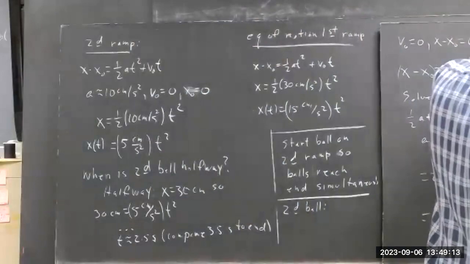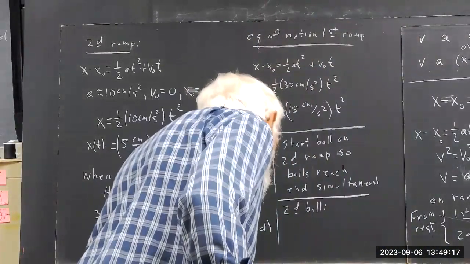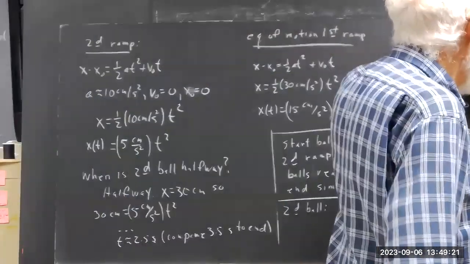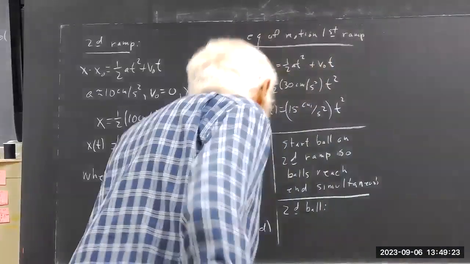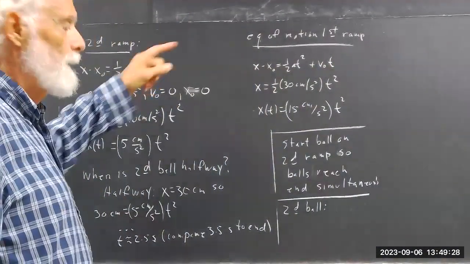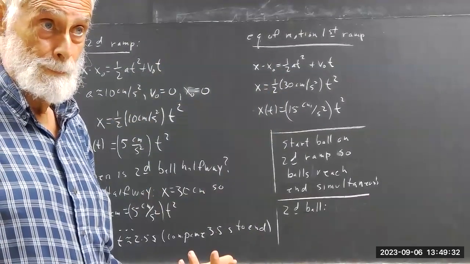Okay, well, it's not totally obvious what to do. This is where a graph would be very helpful. The key is T on the second graph might not be the same as T on the first graph.